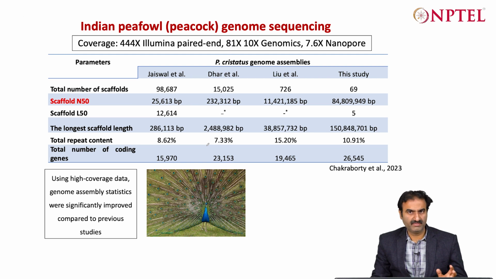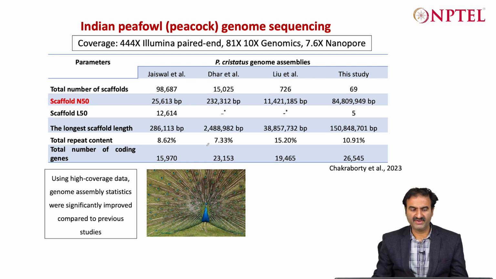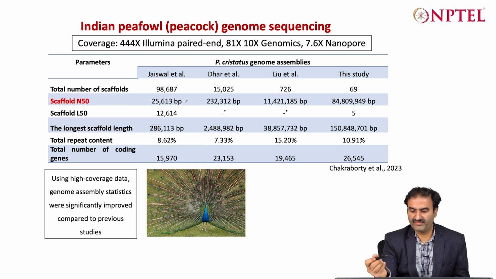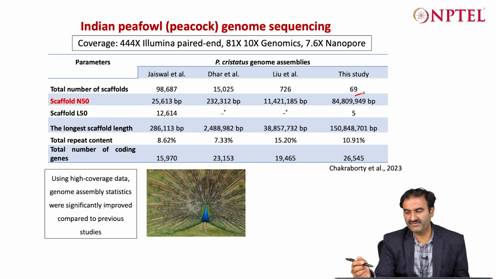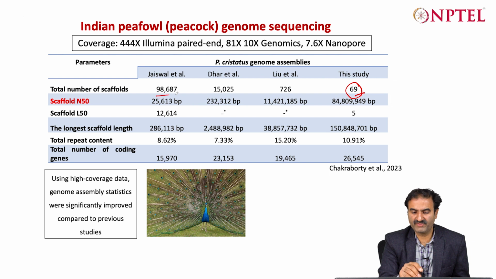So basically, the peacock genome has several versions available. You can see that in case of different scaffolds, the last version was only in 69 pieces, and it was a significant improvement from the first version that was published. There was also a significant increase in the N50 of the scaffold, from 25 kb to almost 84 MB, million base pairs, right. The number of L50 was also decreasing, and more genes could be predicted.